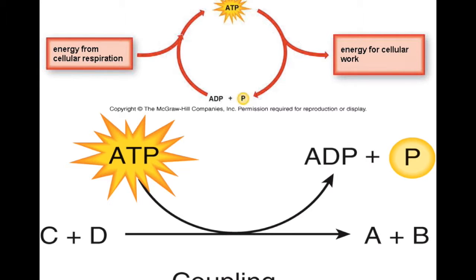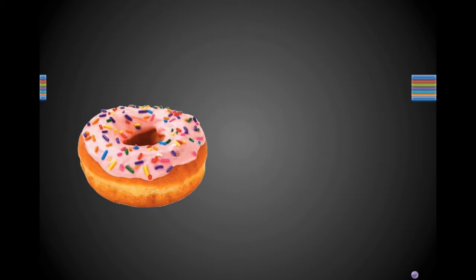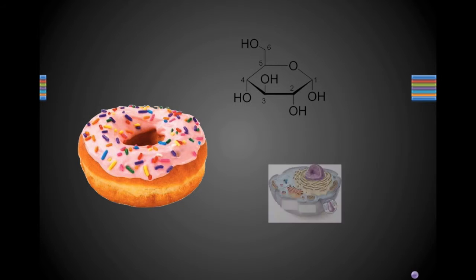Aren't you now wondering how ATP is regenerated in our bodies? The foods we eat contain sugar molecules called glucose. Once ingested, our cells take them up in order to initiate cellular respiration.